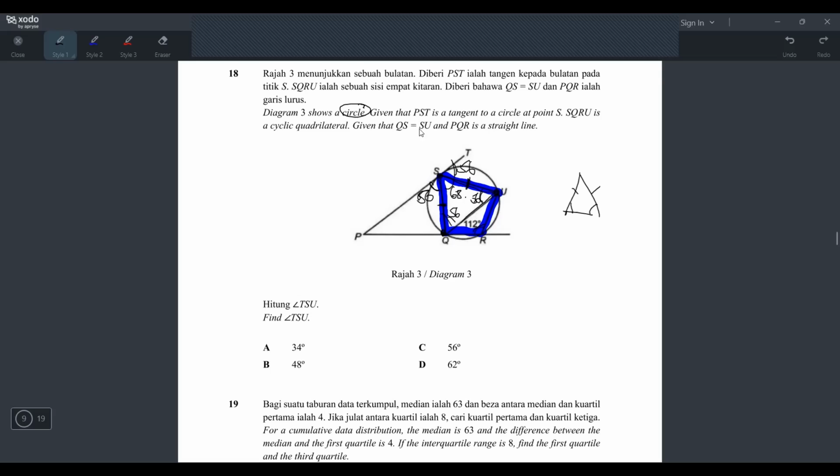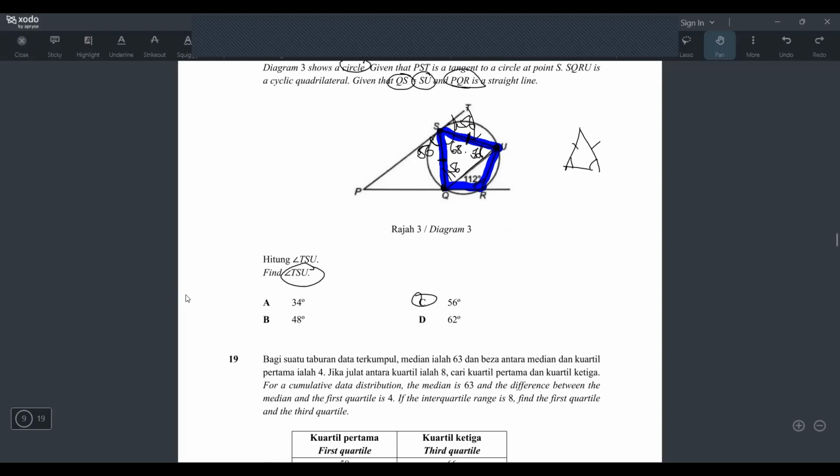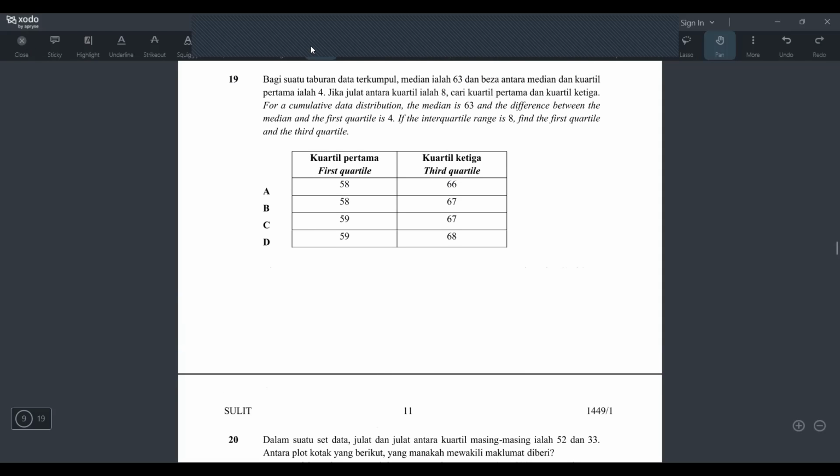Okay, next information: given that QS equals SU. This one I know already, they already labeled it for me. And then PQR is a straight line. This one I also know. Okay, what do they want? Find TSU. Where is TSU? See, I accidentally did it. TSU is here, right? So I accidentally did the question already. I haven't even finished reading, but I accidentally found it. So that's the answer. Okay, all set.